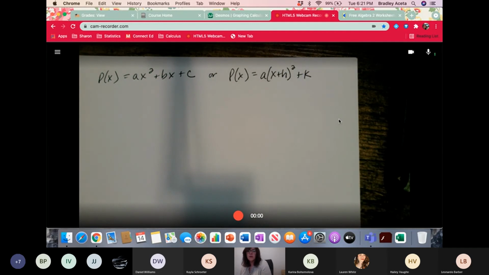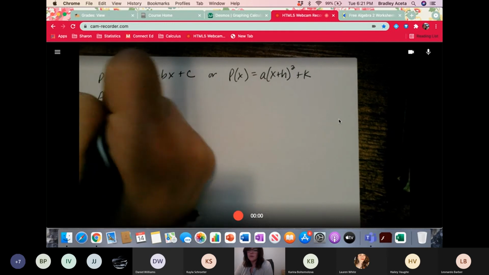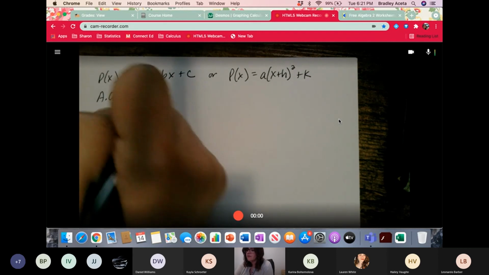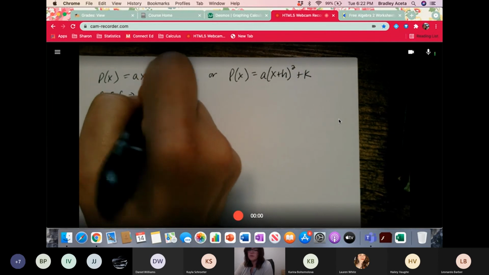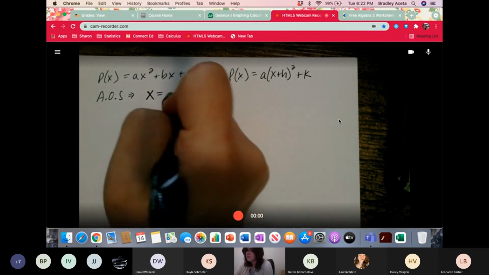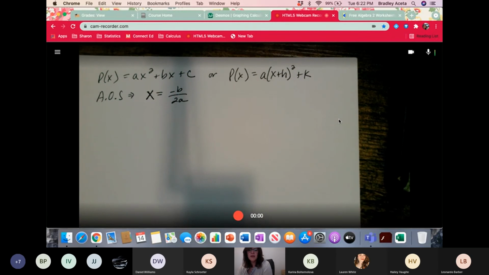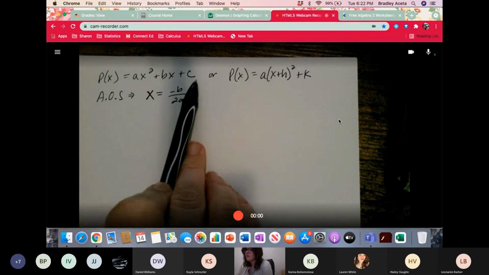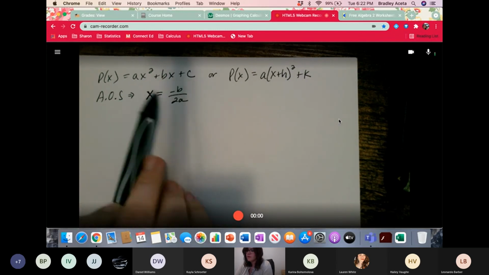Okay? Now, there's a formula to find the axis of symmetry. And I'm going to abbreviate it AOS, so I don't have to write axis of symmetry. The formula is really neat. You can find the axis of symmetry, and it's always written as x equals. It's always, always, always written x equals negative b over 2a. So this axis of symmetry, you can find it from the standard form. You put negative b over 2 times a.